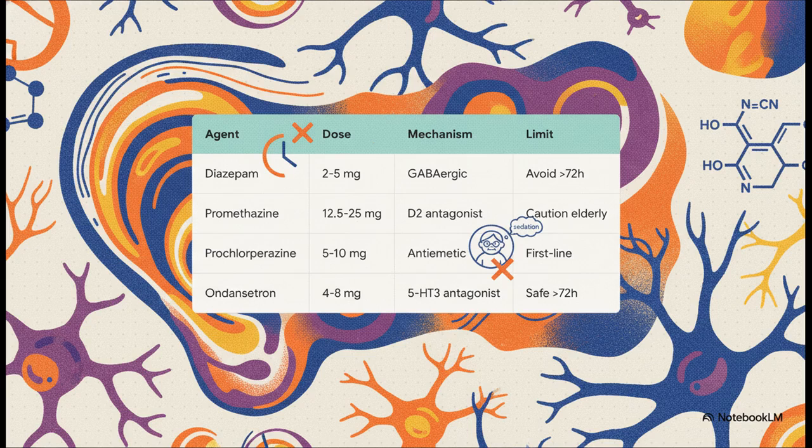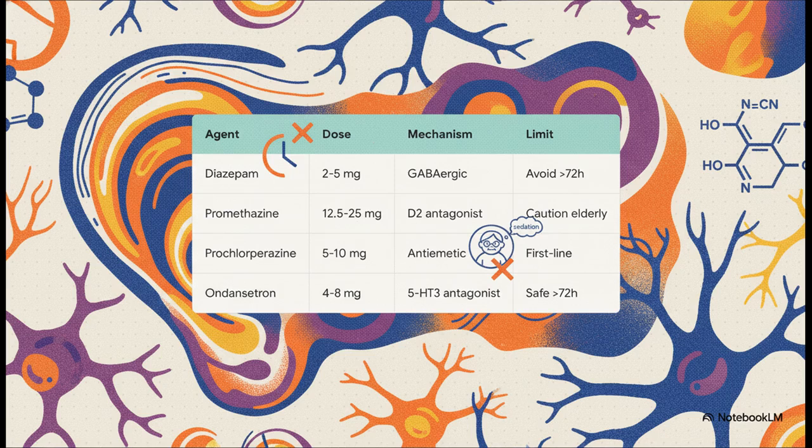Let's break down the actual pharmacology we use during this 72-hour window, which we've adapted from Table 5 of the literature review. Look at diazepam. It's a potent GABAergic suppressor at 2 to 5 milligrams, and yes, it's highly effective for acute vertigo, but it poses the highest risk to compensation. You absolutely must avoid it beyond 48 to 72 hours. Then we've got promethazine, a D2 antagonist. You need to use caution there with the elderly because of the sedation.